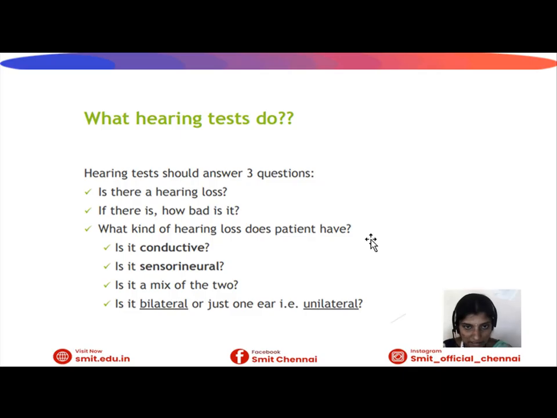Hearing test. What is hearing test? What can be done by the hearing test? What kind of hearing losses are available? Is it conductive type or sensory neural type and mix of these 2 types? Is it bilateral or unilateral? Everything comes into our mind when we are doing hearing test. Here the solutions.